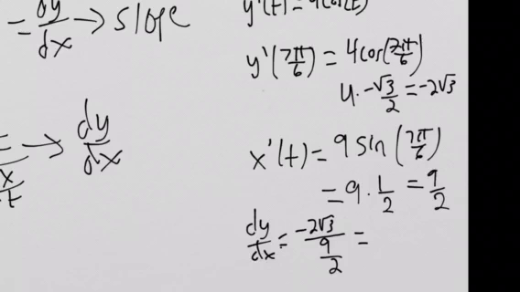which is going to end up being negative 2 root 3 times 2 over 9 by our fraction division rules, right? Copy the numerator, and then we're going to multiply by the reciprocal of the denominator. So then our final answer here for this dy dx is negative 4 root 3 over 9, and that is the slope at 7 pi over 6.